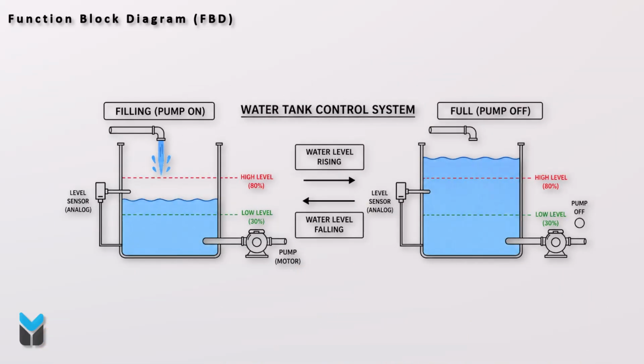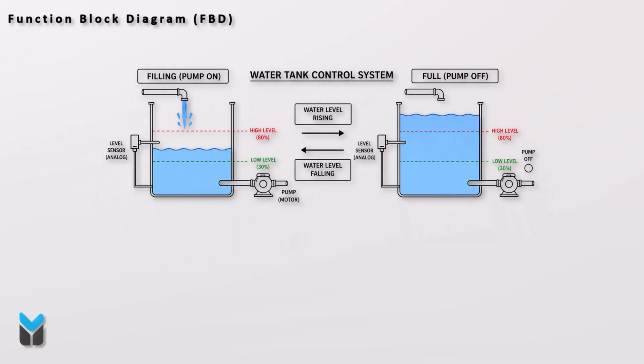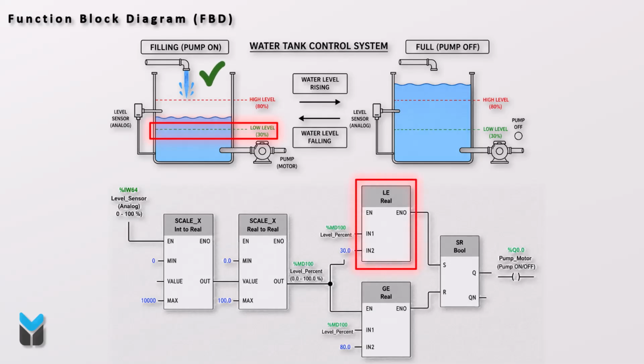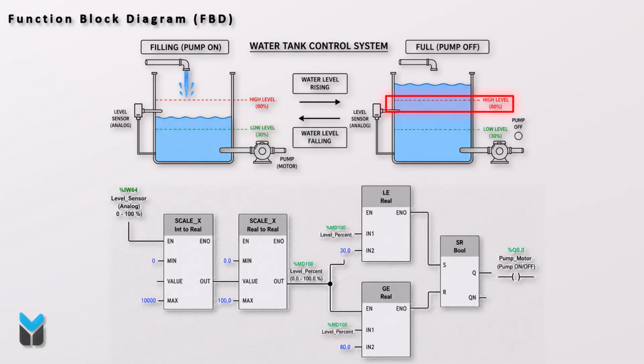This is a water tank control system using an analog level sensor and FBD logic. The level sensor continuously measures water level from 0 to 100%. We define two limits: low level 30%, high level 80%. When the water level drops below 30%, the comparator activates and the pump turns on to fill the tank. As the water level rises and reaches 80%, another comparator triggers and turns the pump off.